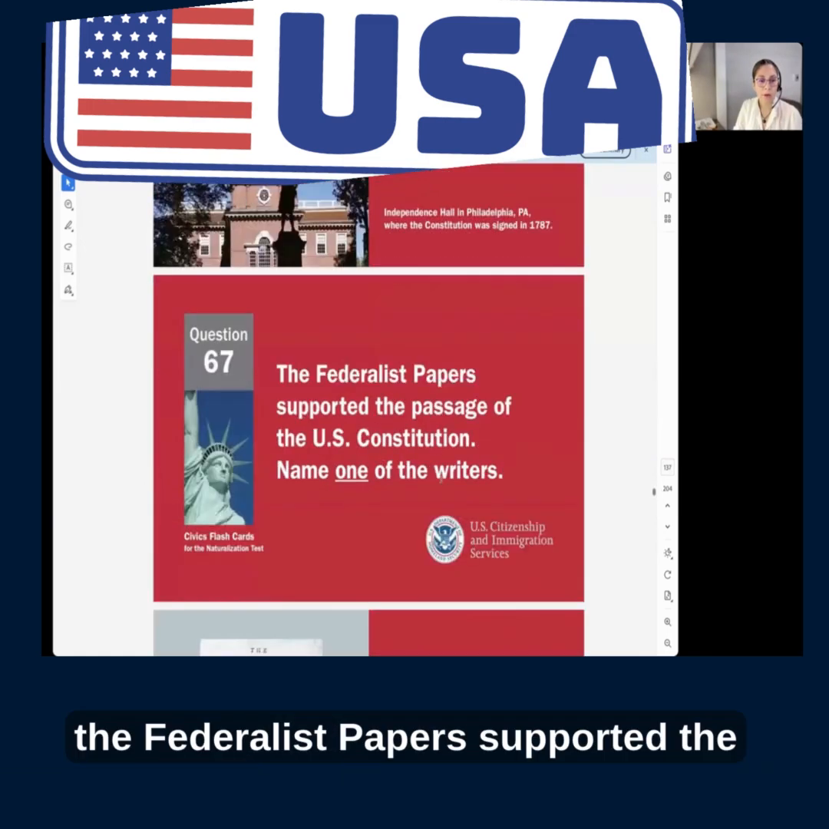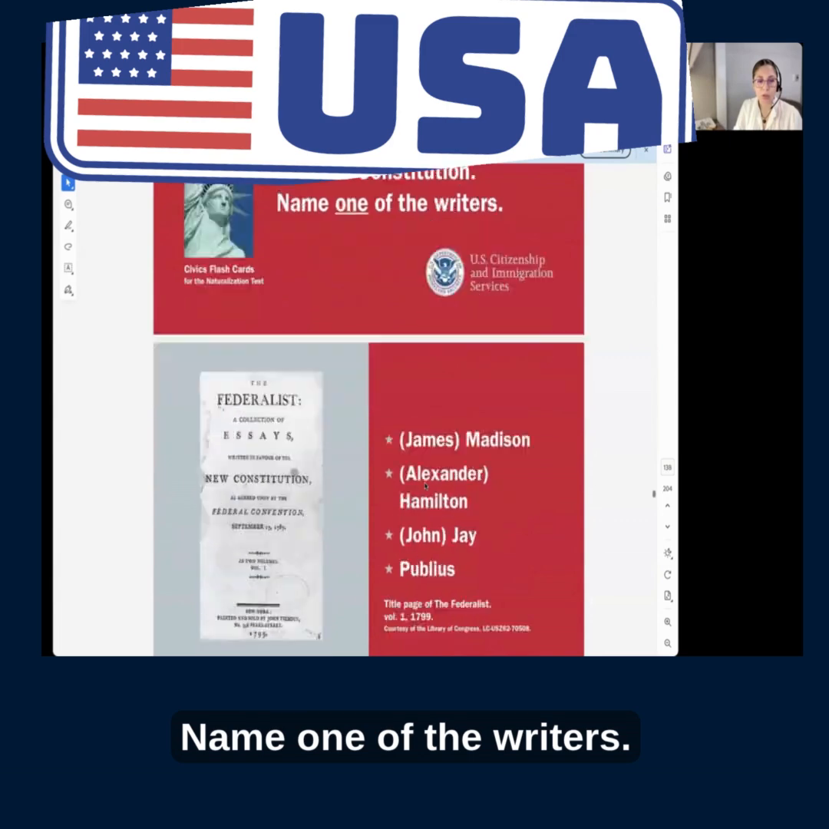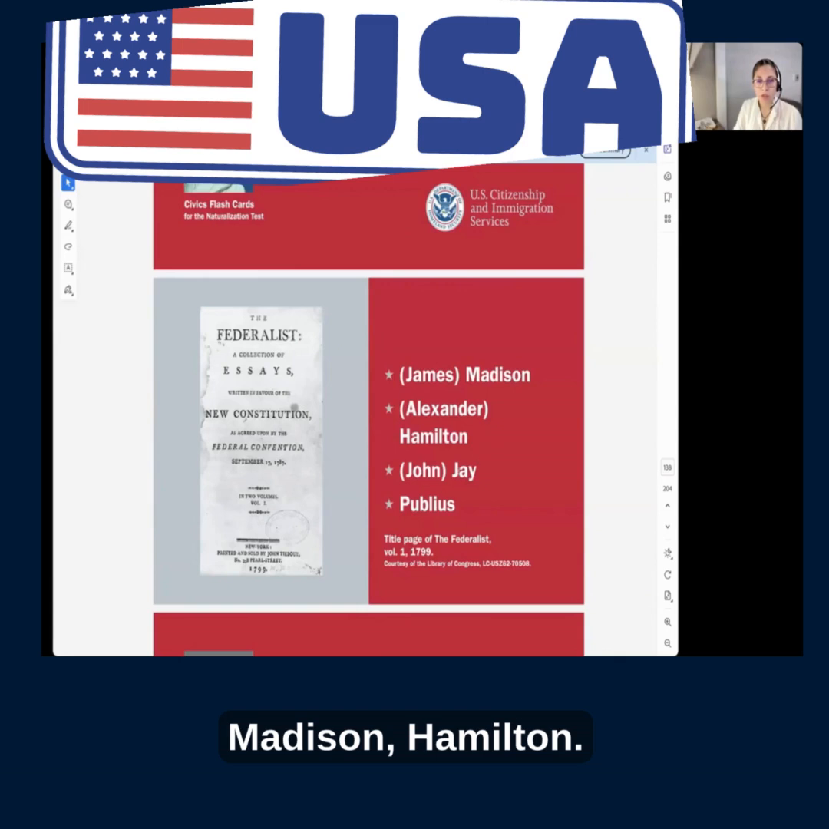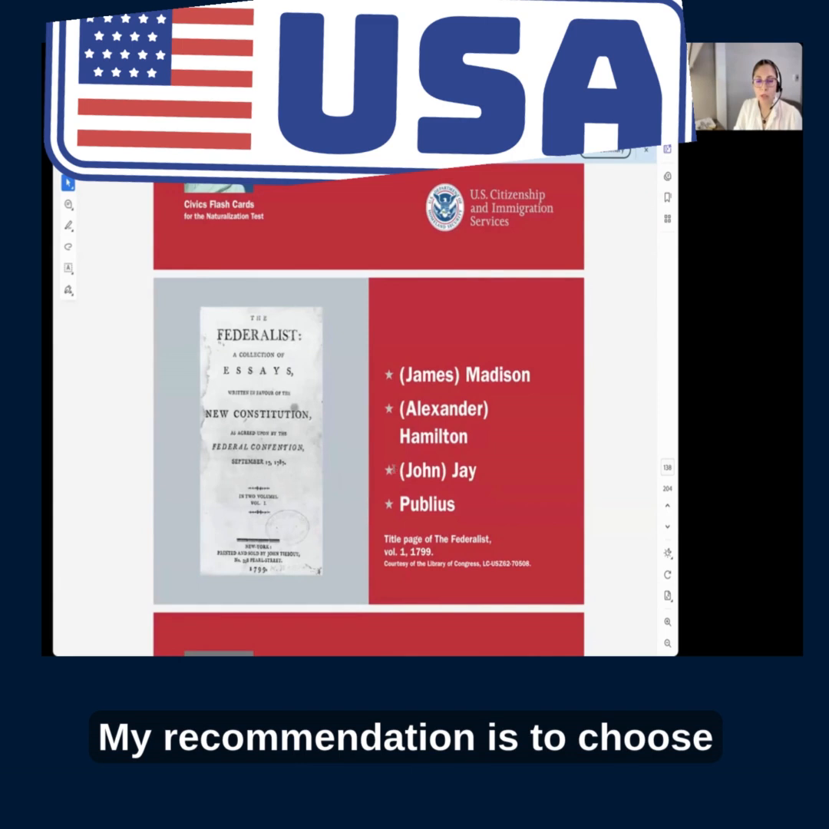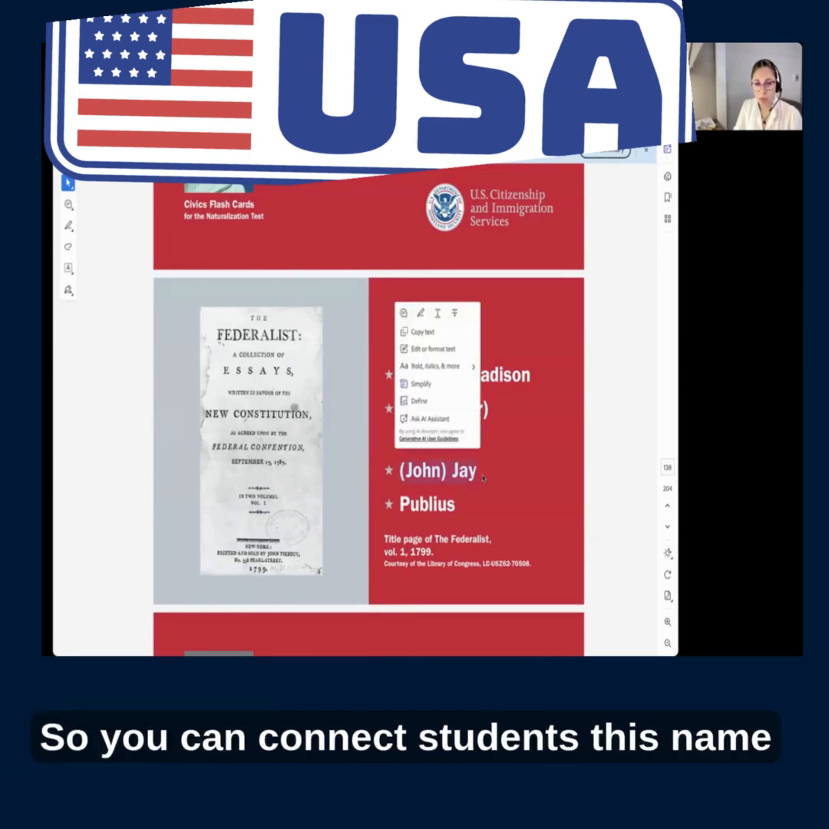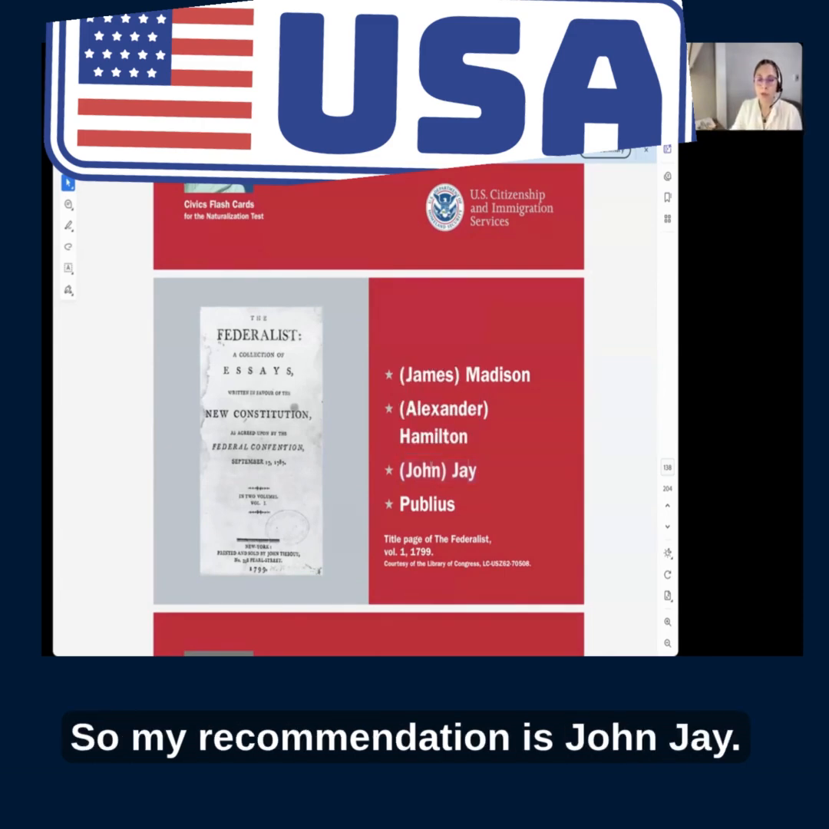Okay, 67. The Federalist Papers supported the passage of the U.S. Constitution. Name one of the writers. And then we have different names. Madison, Hamilton, Jay, or Publius. My recommendation is to choose Jay or John Jay, so you can connect, students, this name with John Roberts or with Mike Johnson. Okay, these are very similar. They start with the same letters. So my recommendation is John Jay.